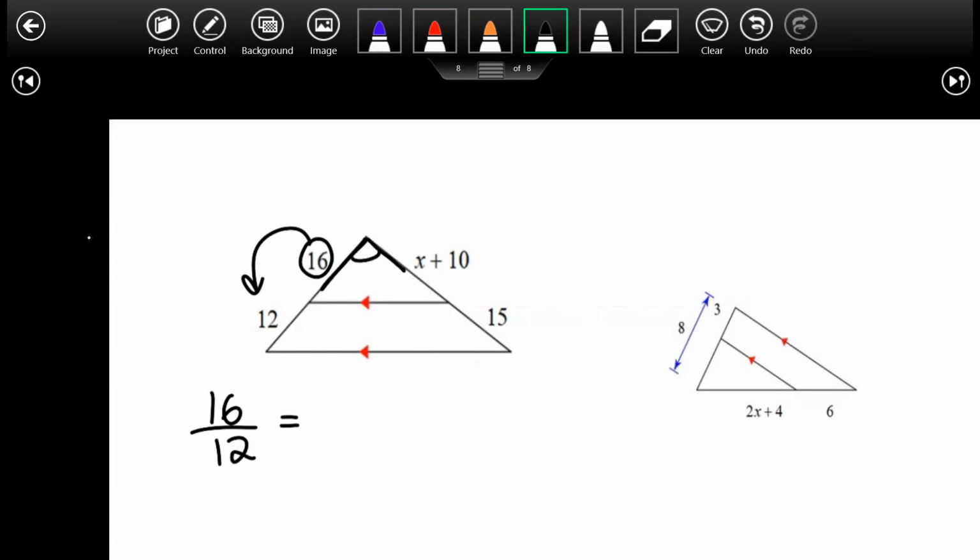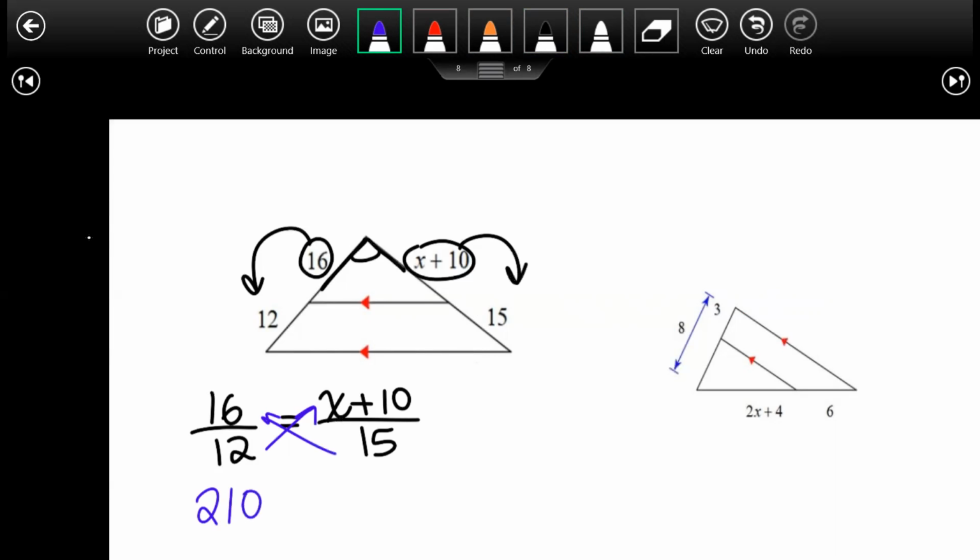We're going to set that equal to the other proportion, so x plus 10 over 15. What would I do to solve this out? Cross multiply. 16 times 15? 240.